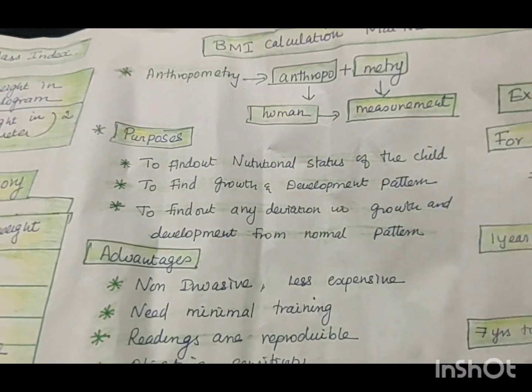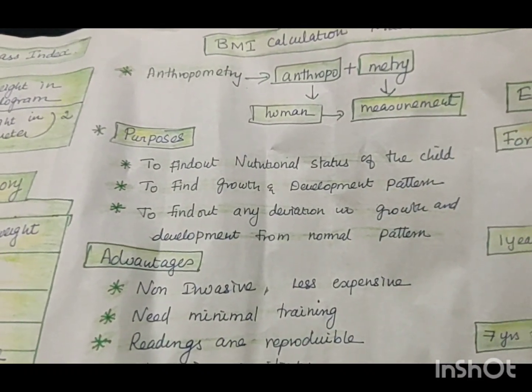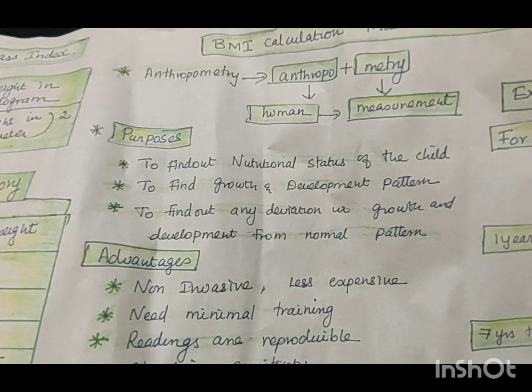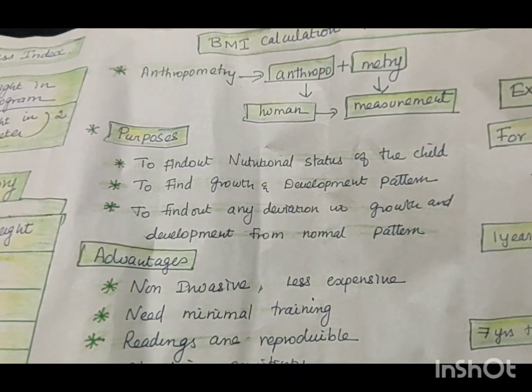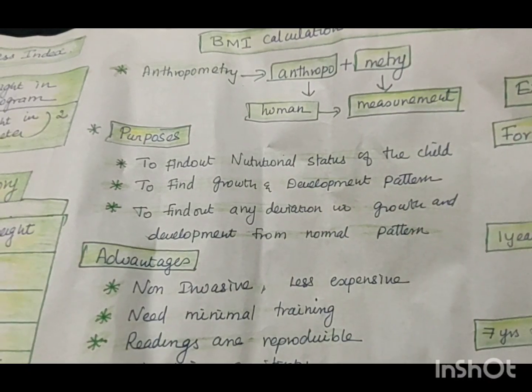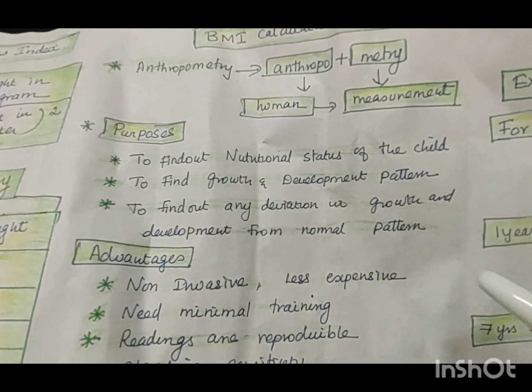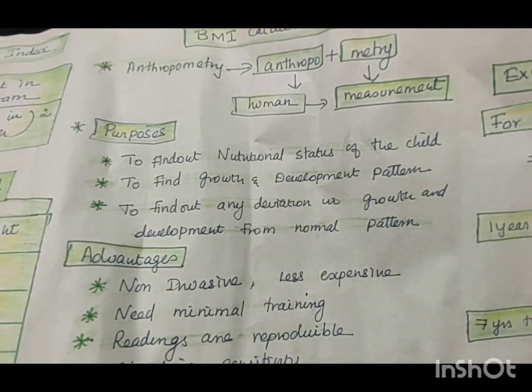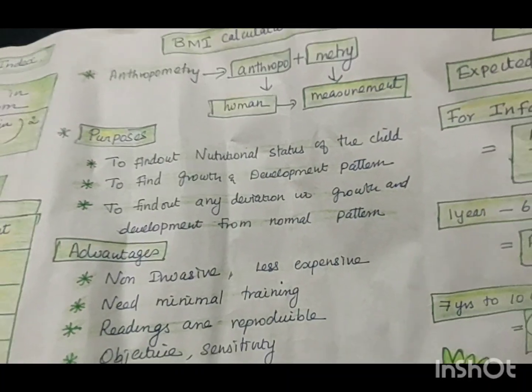Anthropometry means human measurements. The main purpose is to find out the nutritional status and the growth and development of children, especially for the ICDS program, government. It's a simple way to measure malnutrition and find out any deviation from the normal in growth and development.